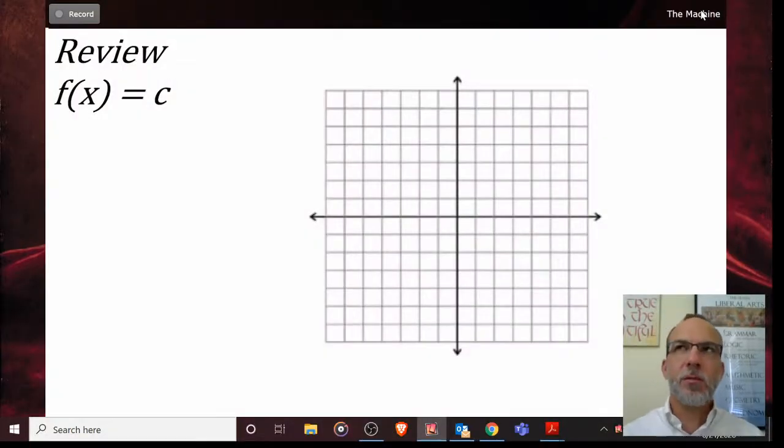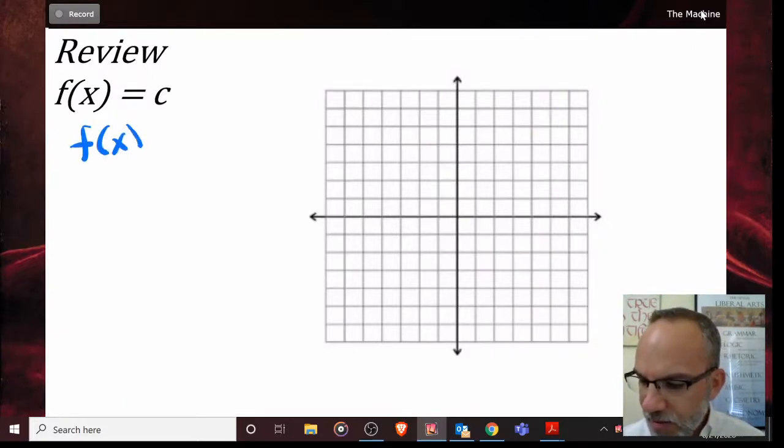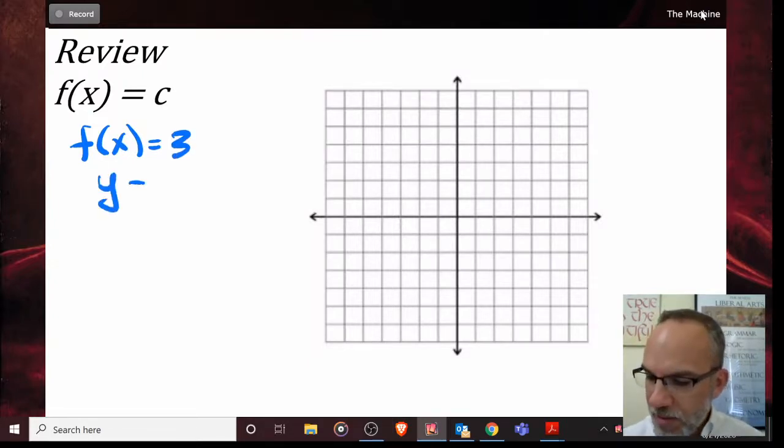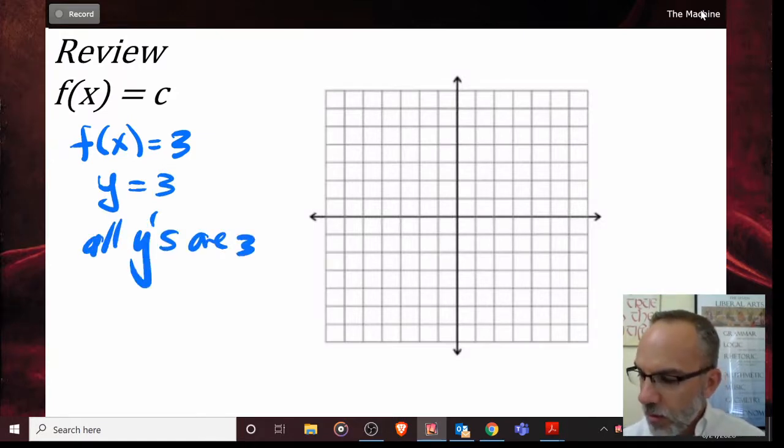But let's get started. All right, so before we do quadratics, let's just do a little bit of review. The most basic function would be something like f of x is equal to c, where c is just some kind of a number. And so let me just do a simple one. What if I said f of x is equal to 3? There's no variable there. That would be the same thing as y is equal to 3, which means all y's are 3, meaning that every single point that's a solution there has got a y value of 3. So that would just be a horizontal line.